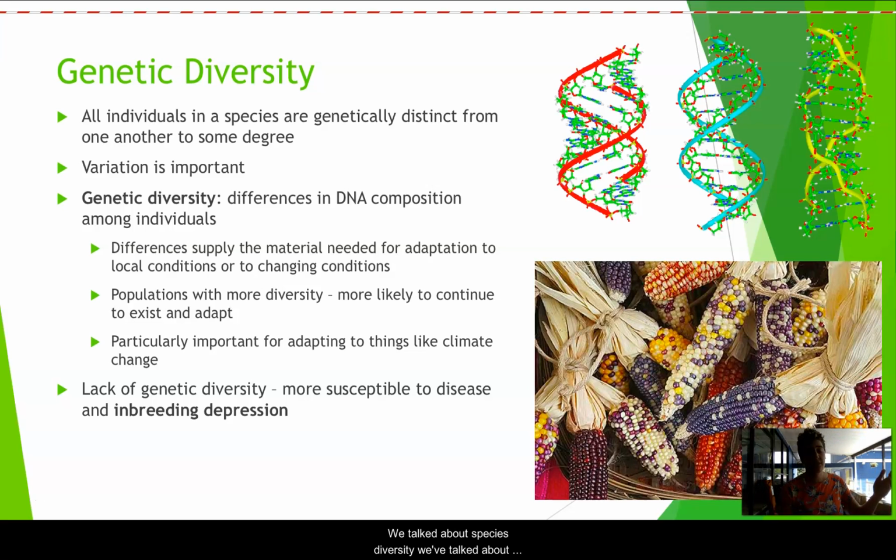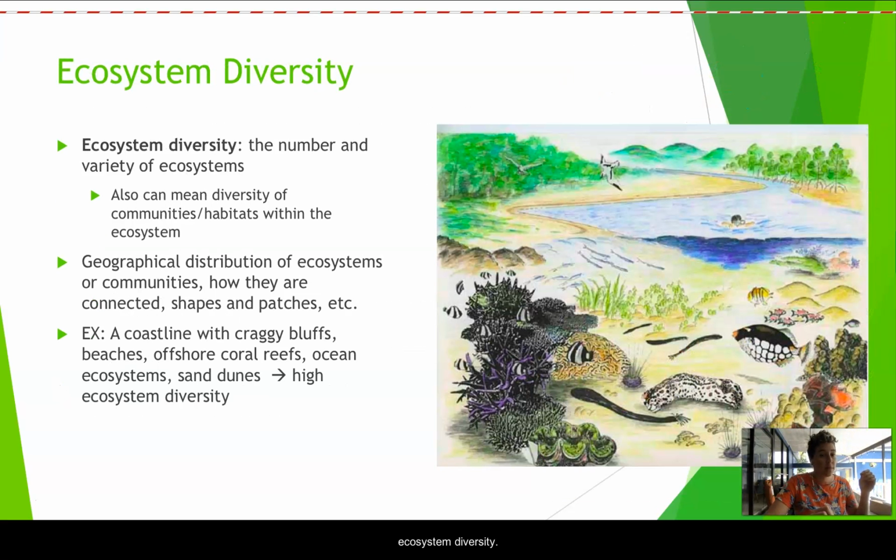So we've talked about species diversity, we've talked about genetic diversity, and now we're going to talk about ecosystem diversity. Ecosystem diversity is having a great number and a variety of different types of ecosystems in one geographic location. This can also mean diversity of communities and habitats within a specific ecosystem. So the geographical distribution of ecosystems or communities and how they're connected to one another, if they are patchy, if there is a continuous large area, these are all components of ecosystem diversity.